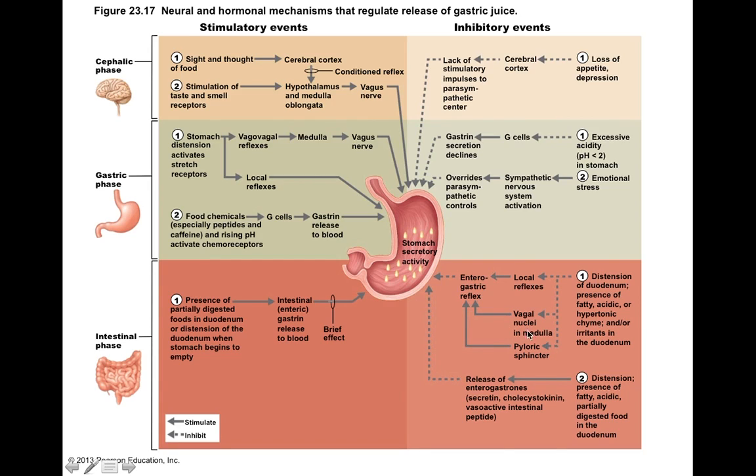So the inhibitory effect of this on this side here is that distension and chemoreceptors within the duodenum lead to reflexes that ultimately inhibit the stomach. So really most of the intestinal phase is an inhibitory phase of the stomach because you don't want material to enter the duodenum too quickly. If it does, you get dumping syndrome.